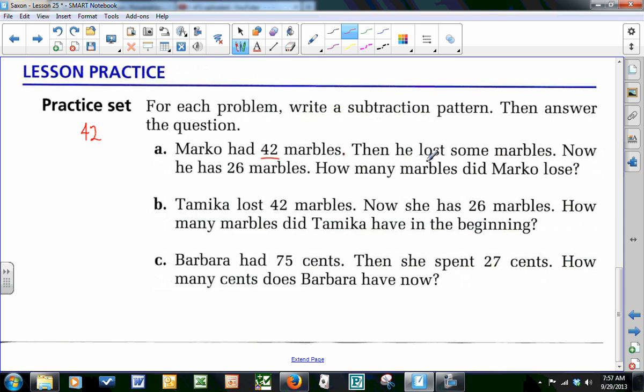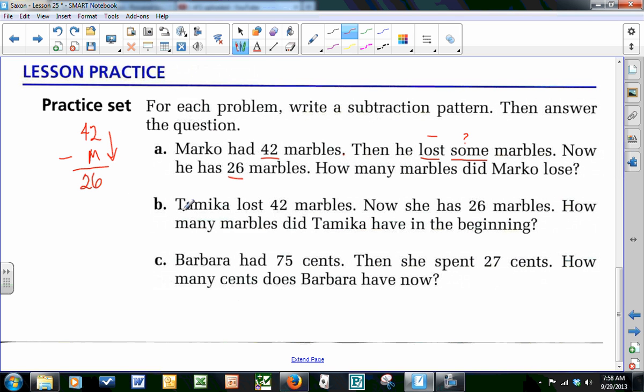Now let's read the next sentence. Then he lost some. Remember, lost means subtraction. So go write your subtraction. And some means that's the variable. We don't know how many. It's the unknown number. So we're going to put a letter. You can pick any letter, really. It doesn't matter. And now we can read the next sentence. Now he has 26 marbles. So we're going to put 26 here. Okay. And if you remember, if the variable is in the middle, you're going to subtract down.